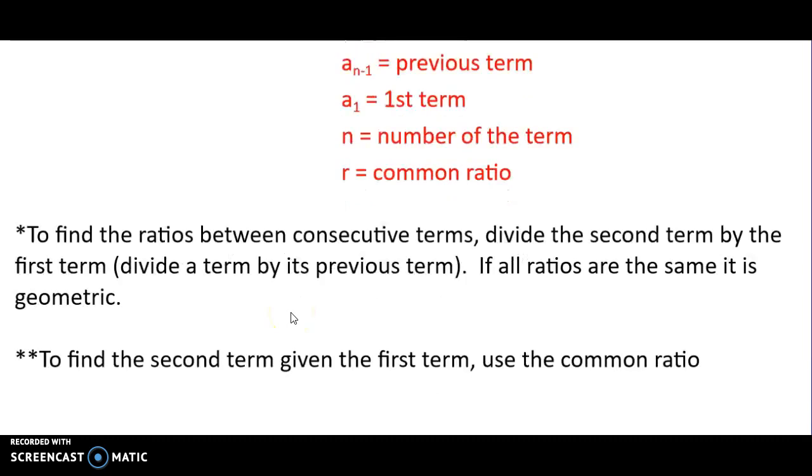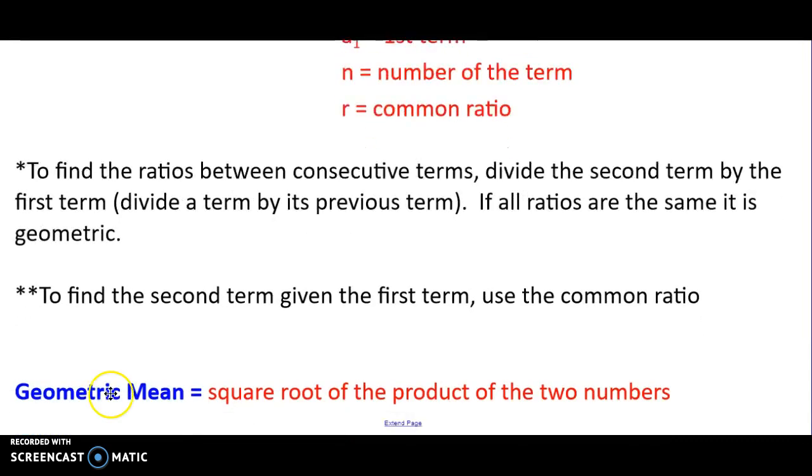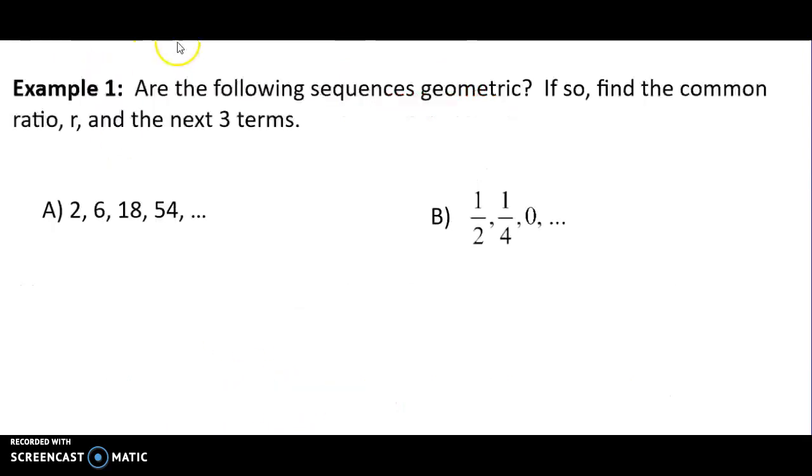If all the ratios are the same, it's geometric. If you want to find the second term given the first term, you just use the common ratio to multiply the first term by r, and you get the second term. The geometric mean of two numbers is just the square root of the product of the two numbers.